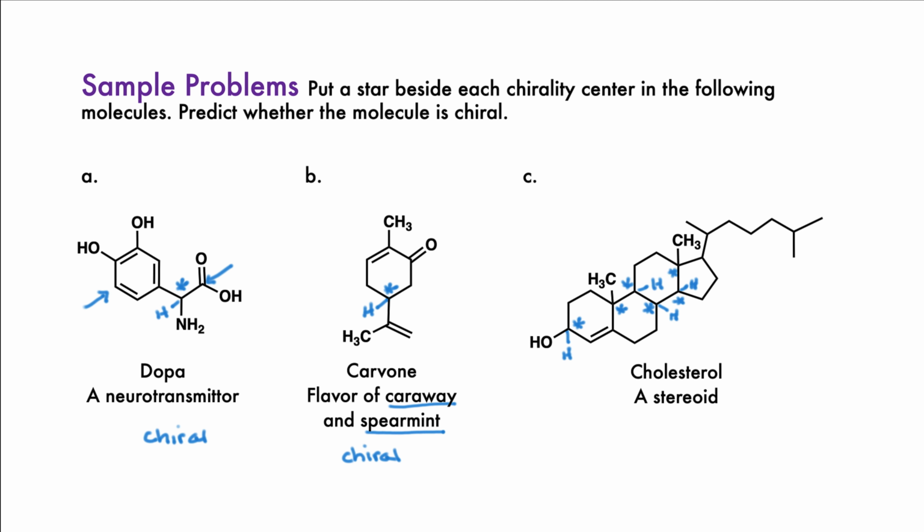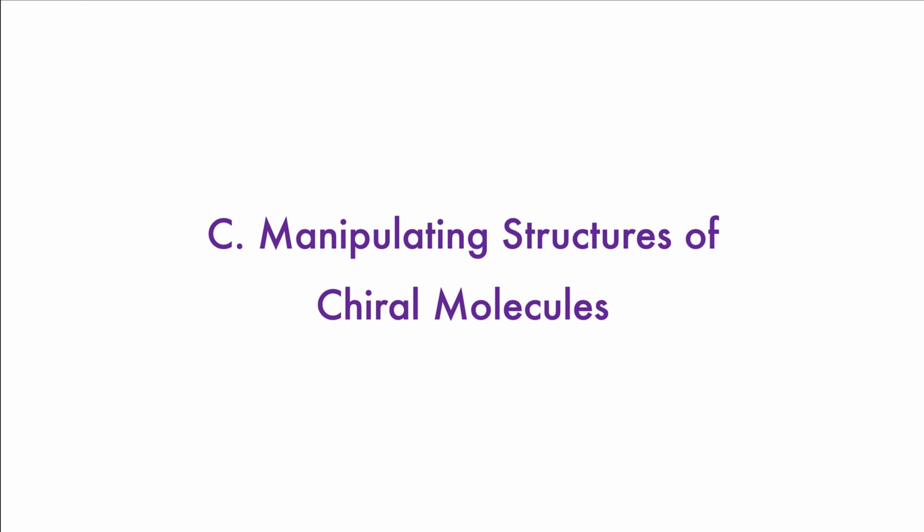Cholesterol is chiral. Some other steroids you probably know about are testosterone and estrogen, which have similar structures and are actually derived from cholesterol in the body. Finally, we'll talk about manipulating the structures of chiral molecules. That is, moving them around in 3 dimensions. You may be able to skip this section for your particular class.